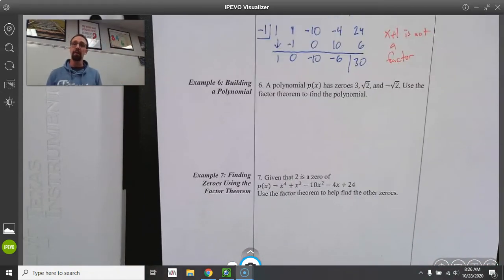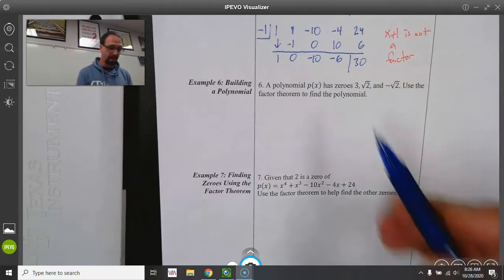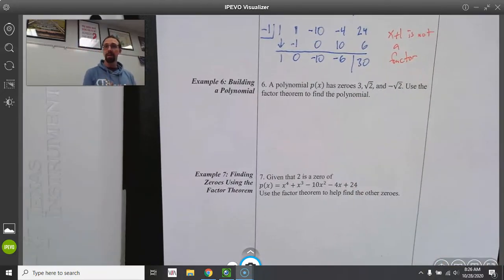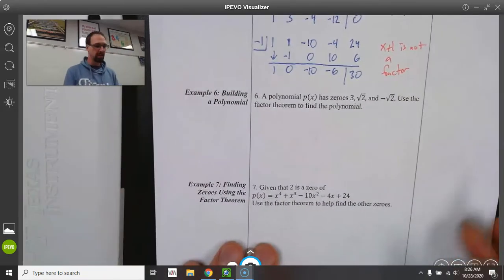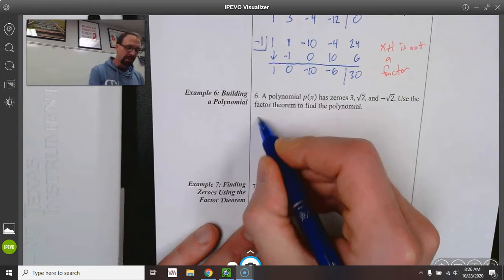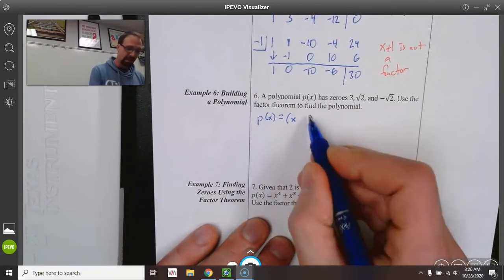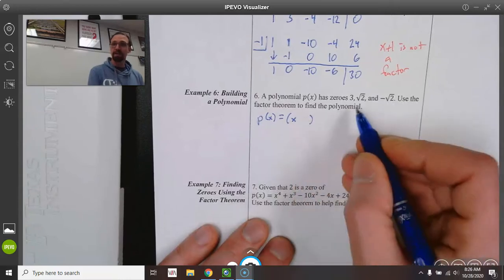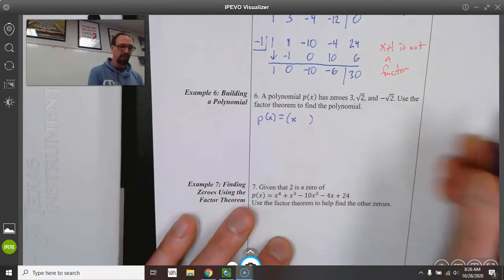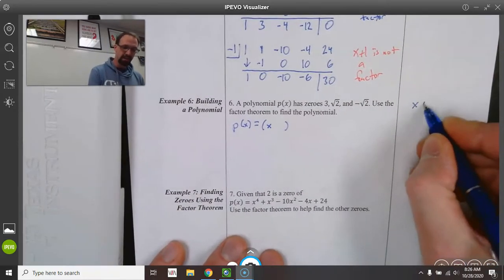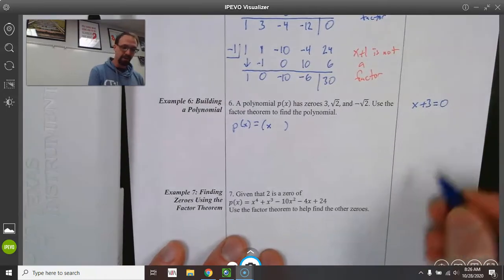If I know that the zeros exist, and they are these values, then I can build the polynomial. So now I'm going backwards. I'm given the zeros, the things that if I did synthetic substitution or synthetic division or long division, I would end up with a remainder of 0. I'm going to go backwards and build the polynomial. So if it has a zero of 3, that means that whatever number I plug into this x has to make this equal 0. So how can I make this equal 0? A good way of doing that is just setting that equal to 0 and then solving.